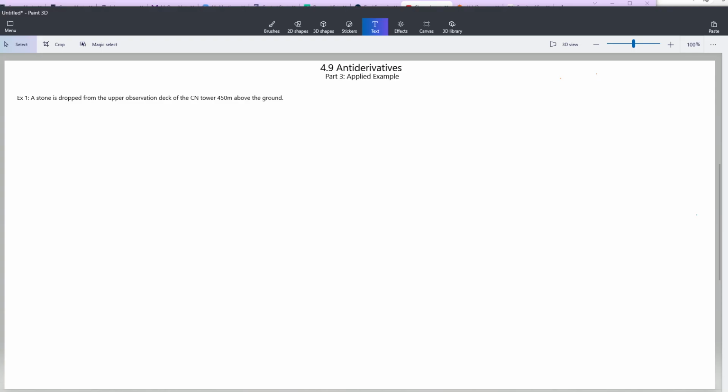Hello everybody, so in this video we are going to talk about an applied example of antiderivatives. Okay, so in this example it says a stone is dropped from the upper observation deck of the CN Tower about 450 meters above the ground.